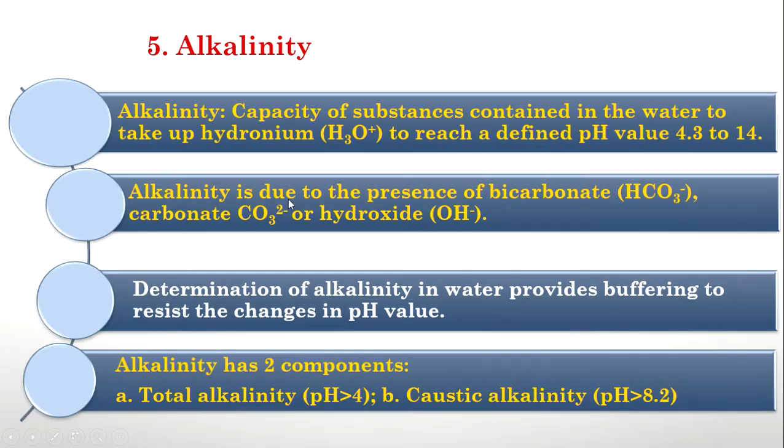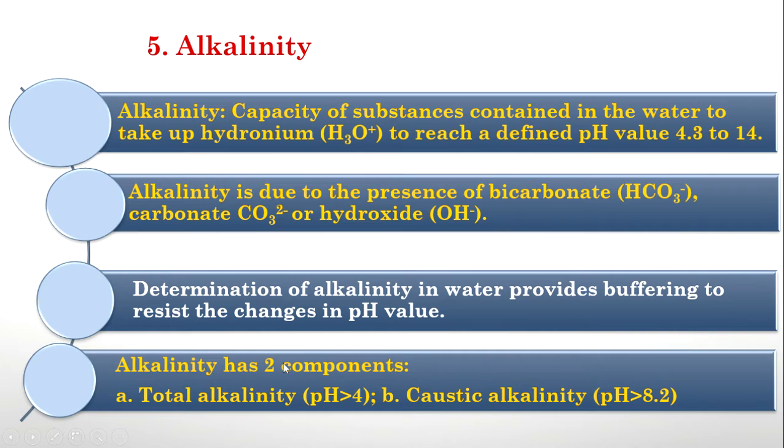Alkalinity is the capacity of the substance contained in the water to take up hydronium ion to reach a defined pH value, 4.3 to 4.0. When the pH value is greater than 7, it is a condition of alkalinity. When its pH value is increased by taking up hydronium ion, then that type of water can be said to be alkaline. It is due to the presence of bicarbonate, carbonate, and hydroxide. And there are mainly 2 types of alkalinity.